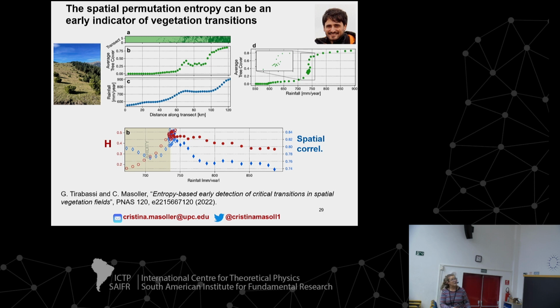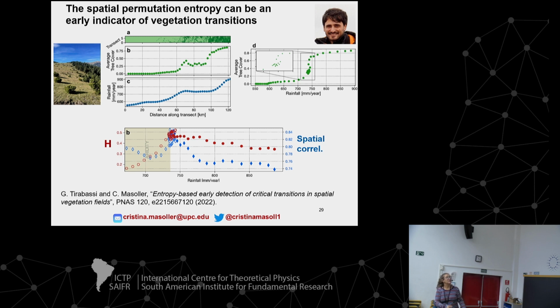The usual indicator, when you approach a bifurcation, is a critical slowing down, and then because of critical slowing down, there are spatial correlations. It doesn't display this monotonic behavior. So basically, this is another indicator.